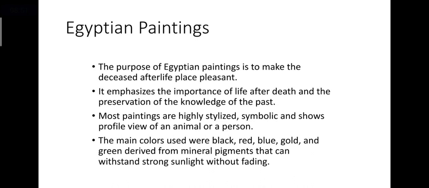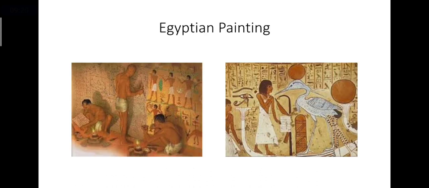Egyptian paintings. The purpose of Egyptian paintings is to make the deceased's afterlife place pleasant. It emphasizes the importance of life after death and the preservation of the knowledge of the past. Most paintings are highly stylized, symbolic, and show a profile view of an animal or a person. The main colors used were black, red, blue, gold, and green, derived from the mineral pigments that can withstand strong sunlight without fading. Here is an example of Egyptian painting.